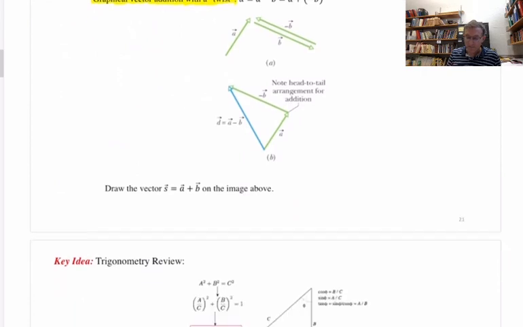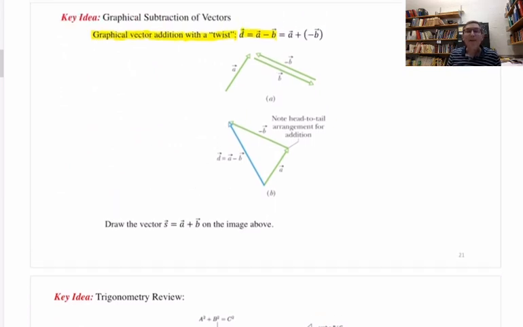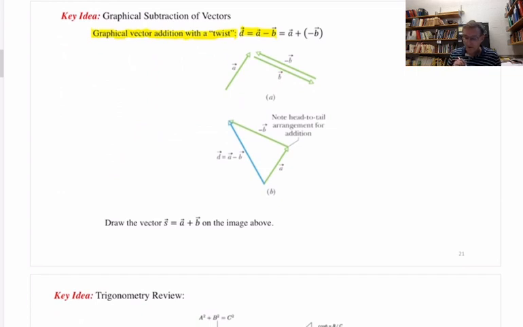Take A minus B. Let's do that. We'll get the difference, I'll call it D, right here. D vector is A vector minus B vector. But all we really want to do, or what we're going to do, is take A vector plus the vector negative B. So it's really addition. We're going to add A to negative B. So we just got to be clear what vector negative B means.